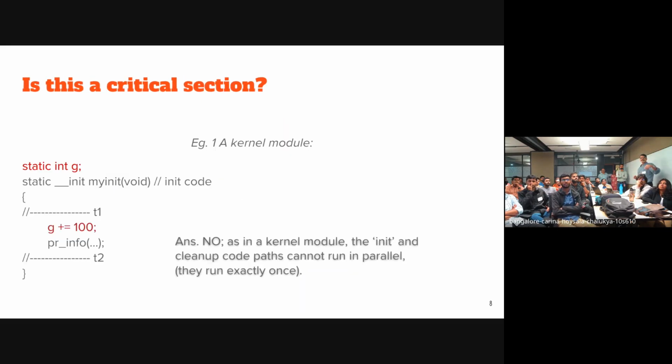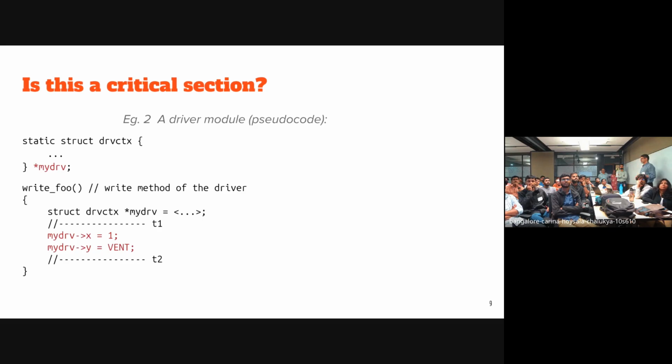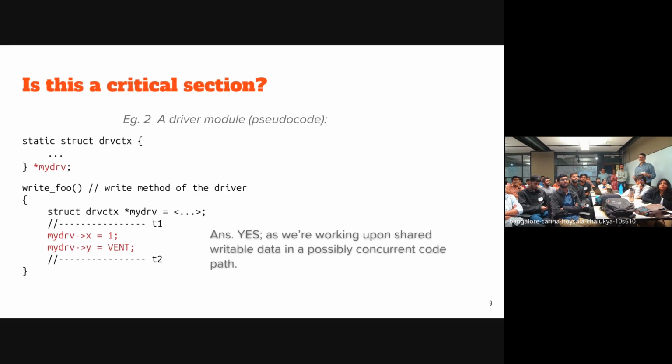Okay. Now, what about this? This is part of a driver. We have a pointer to a global data structure. So think of that flowchart. It is a critical section. It's possibly concurrent. It's shared writable data, and it is being written too. So it is a critical section. We have to protect it. So if you write the code like this, you have a big fat bug waiting for you. Okay, that's all. Right?